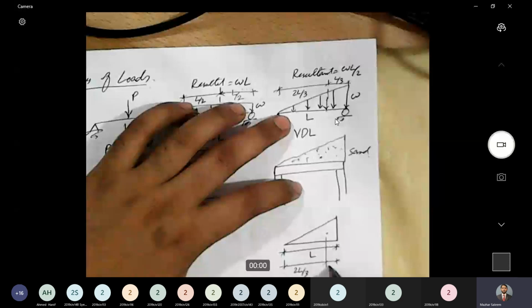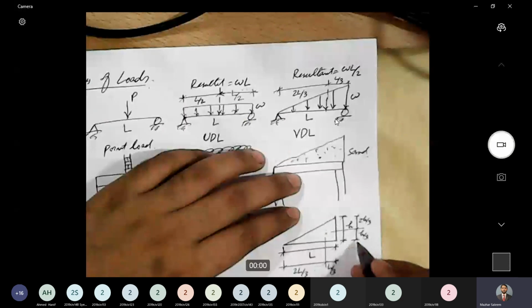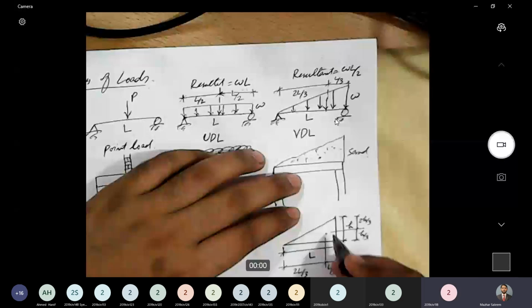And if this H is, let's say, 15 meters, then the location of centroid is 2h by 3 and h by 3. So if this h is 15 meters, then this is 5 meters and this is 10 meters. That's the location of centroid, the geometrical center of the area. Does it make sense now? Yes, sir, it's clear now, sir.